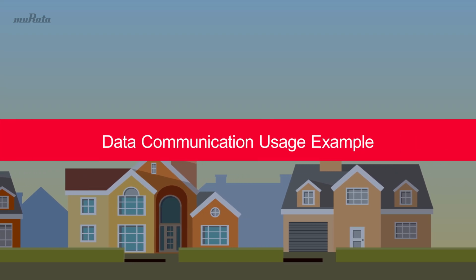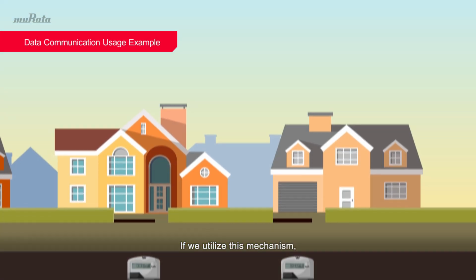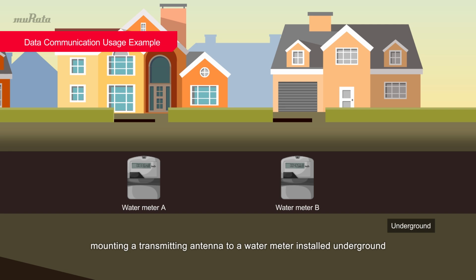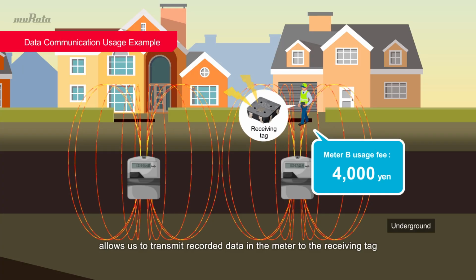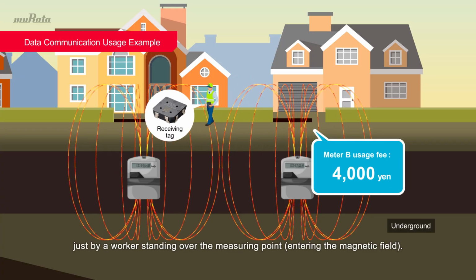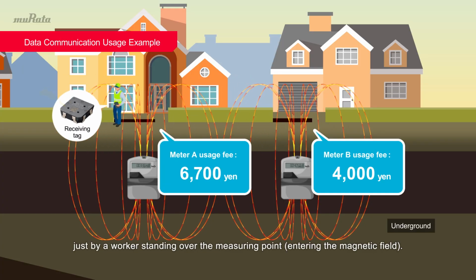Data communication usage example. If we utilize this mechanism, mounting a transmitting antenna to a water meter installed underground allows us to transmit recorded data in the meter to the receiving tag just by a worker standing over the measuring point.